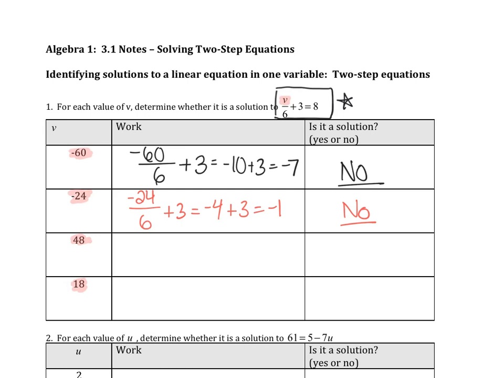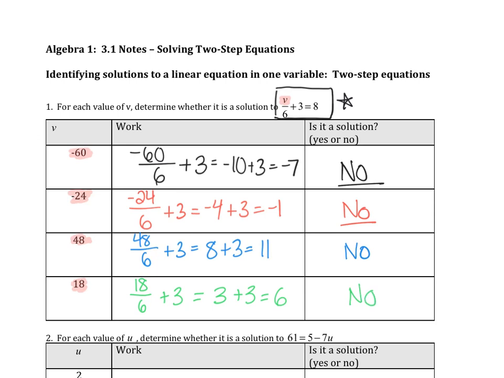Okay, let's try the next one. The next one is 48. So 48 divided by 6 plus 3. 48 divided by 6 is 8, plus 3 is 11. And is that equal to 8? No, it is not. That is not a solution to this set. And then the last one is 18. So we're going to plug in 18 for V and see if it works. 18 divided by 6 plus 3. 18 divided by 6 is 3. Plus 3 is 6, which again is not equal to 8. So all of these are not solutions to the two-step equation.